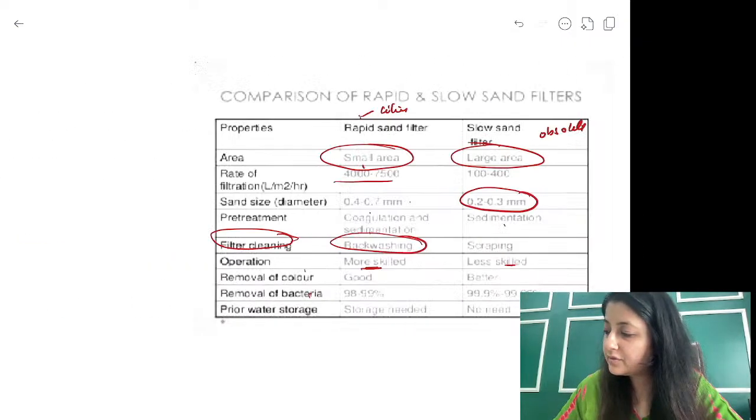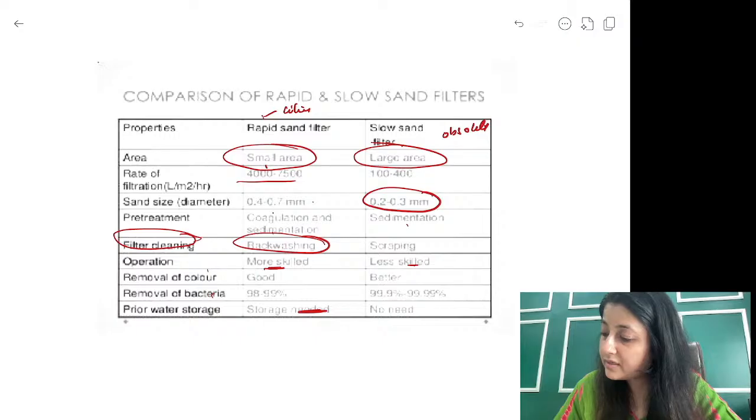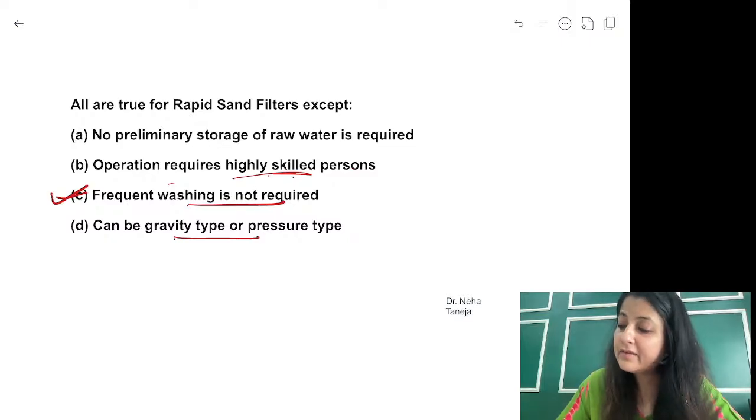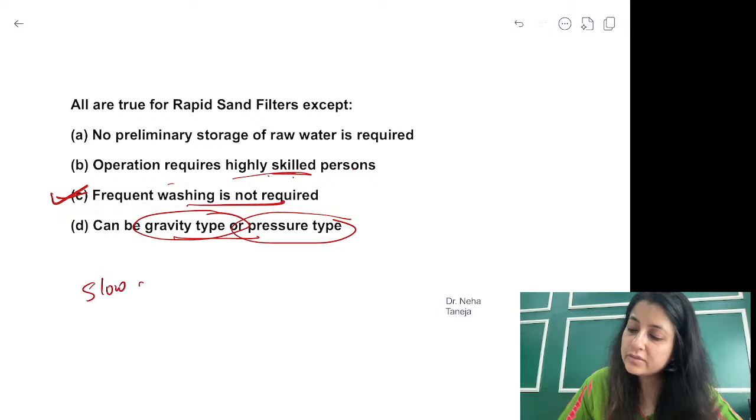So this is not the correct one. Here we've just written it opposite. Storage is not needed in rapid sand filter. Here you need it. Clear, everybody? Will you remember this? Rapid sand filter works by gravity or pressure. And slow sand filter works based on biological layer.